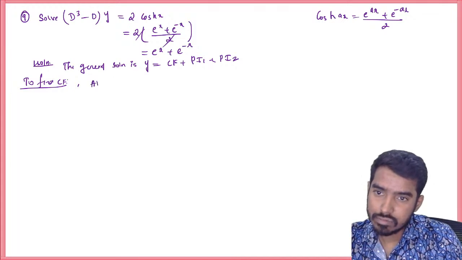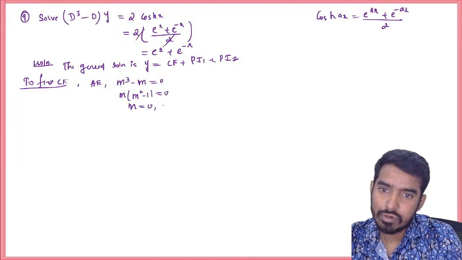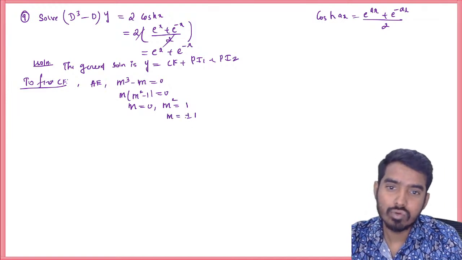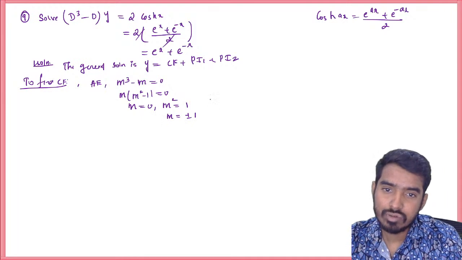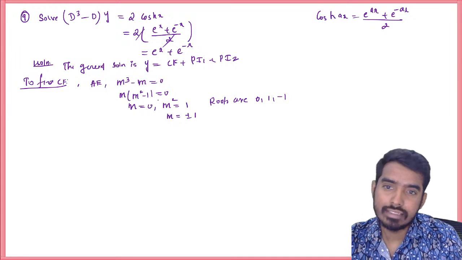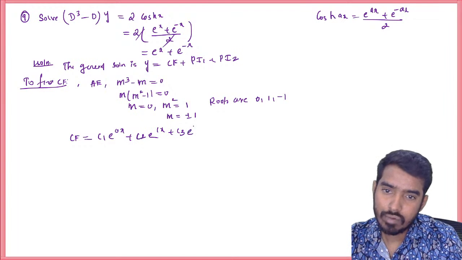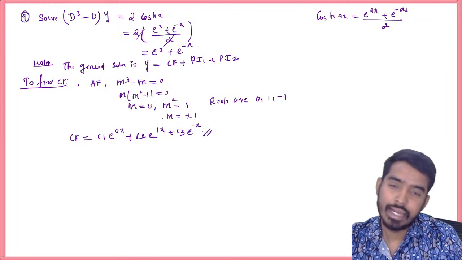Auxiliary equation is m cube minus m is equal to 0. So take m common, we will have m square minus 1 is equal to 0. So m is equal to 0 is one root, m square is equal to 1, so m is equal to plus or minus 1. Therefore all three roots, 0, 1, minus 1, are distinct, right? CF will be C1 e power m1x plus C2 e power m2x plus C3 e power m3x. This is your characteristic function.